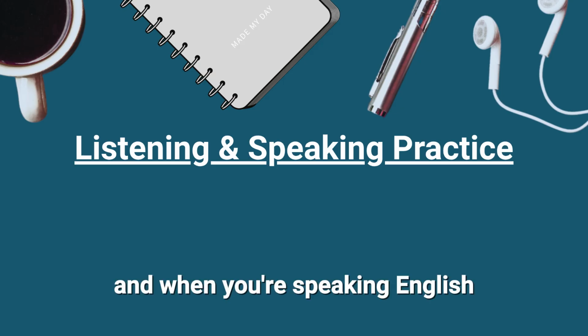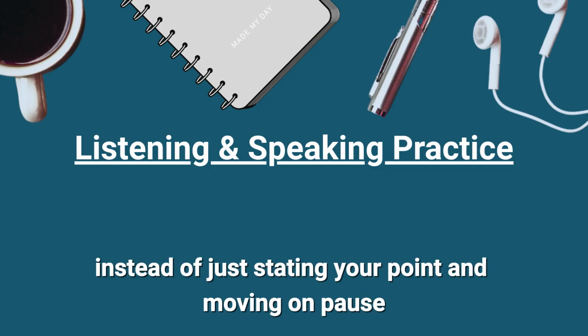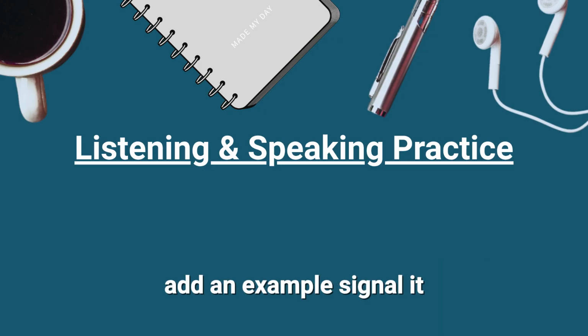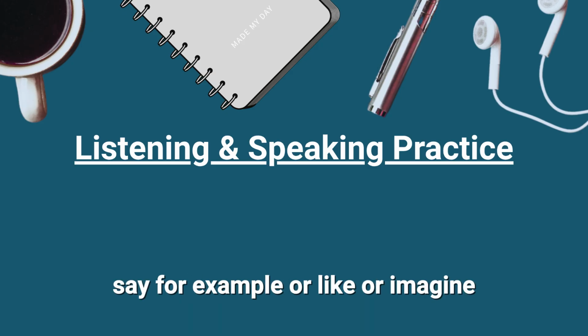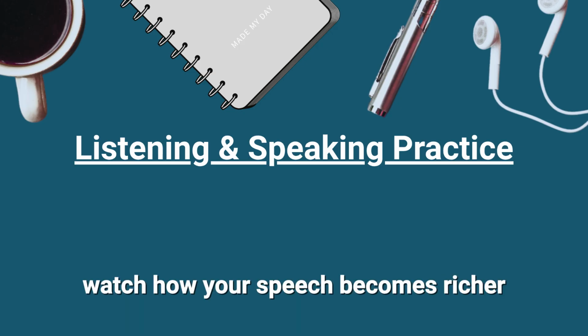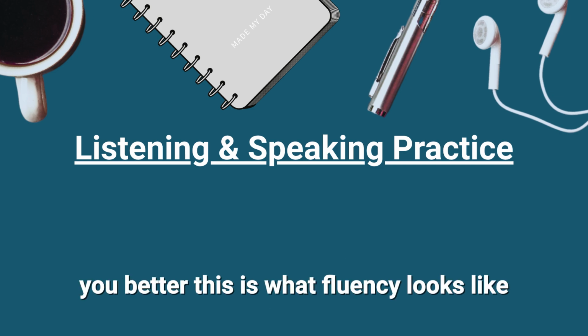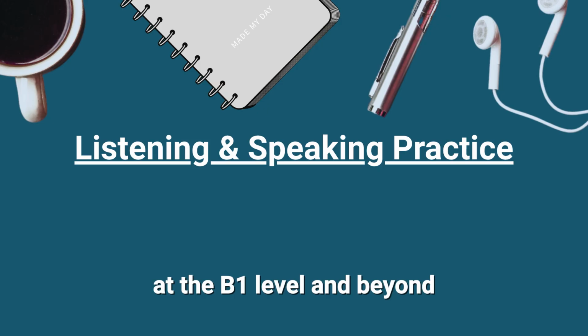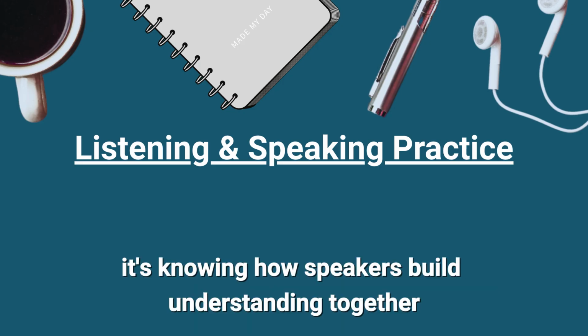And when you're speaking English, try to use them. Instead of just stating your point and moving on, pause. Add an example. Signal it. Say, "for example," or "like," or "imagine." Watch how your speech becomes richer and how the people listening to you understand you better. This is what fluency looks like at the B1 level and beyond. It's not just knowing words. It's knowing how language is organized. It's knowing how speakers build understanding together.